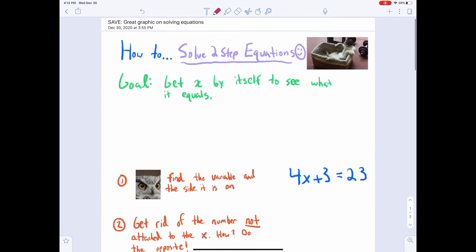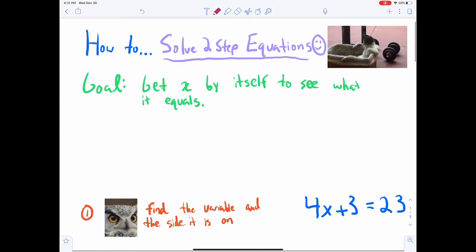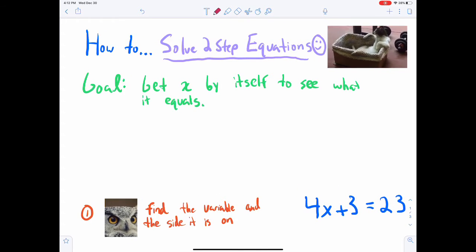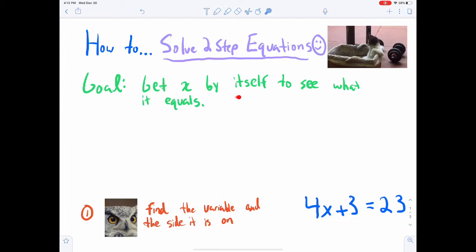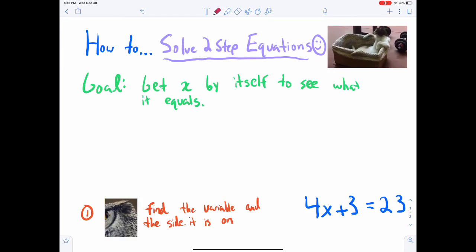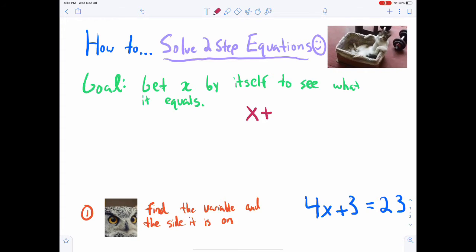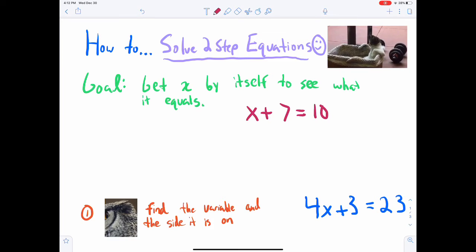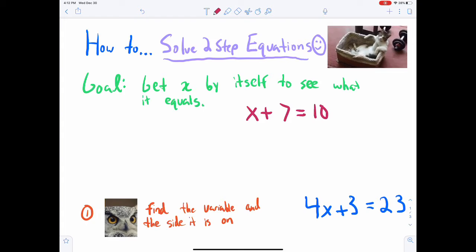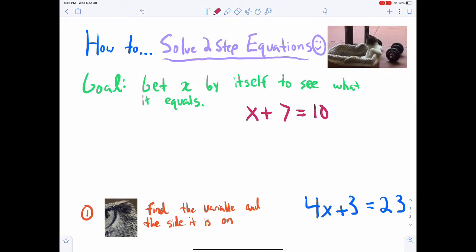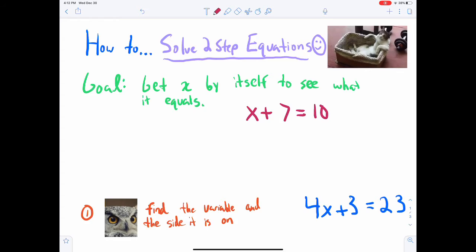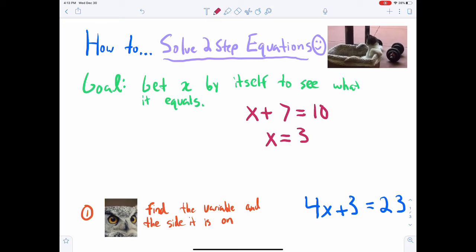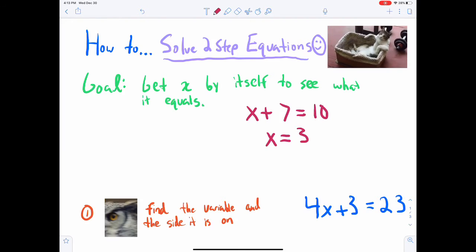So, what is solving equations and what are we trying to do? The goal of solving an equation is this: get x by itself to see what it equals. Say you have something like x plus 7 equals 10. We'd want to see what x equals that will make this equation true. We don't really know what it equals. As a math teacher, I will know that x equals 3 will make this equation true. 3 plus 7 is 10.